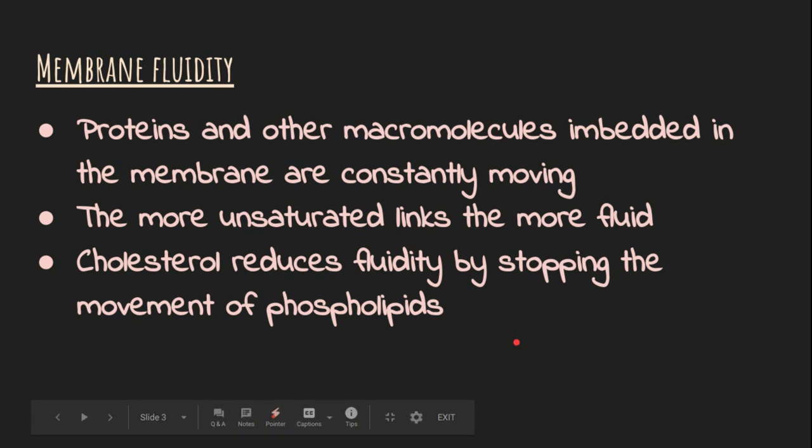What I mean by fluidity is that in the membrane, there are proteins and other various macromolecules embedded inside of the membrane, and they're constantly moving, and that's what gives it that fluid structure. What determines how fluid it is is the number of unsaturated links in the membrane. Unsaturated links just means that there are more double bonds, and those double bonds create space in the membrane that allows it to move around.